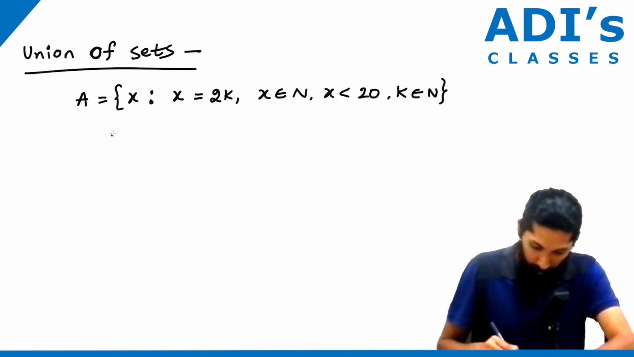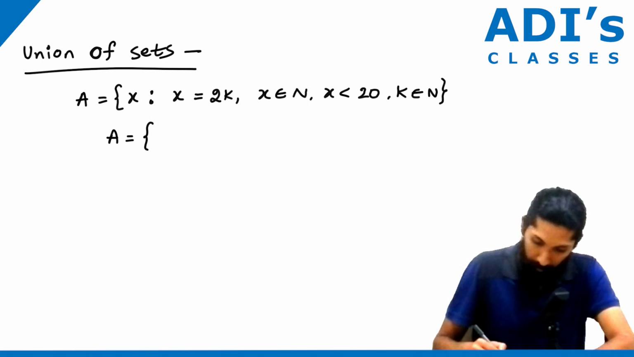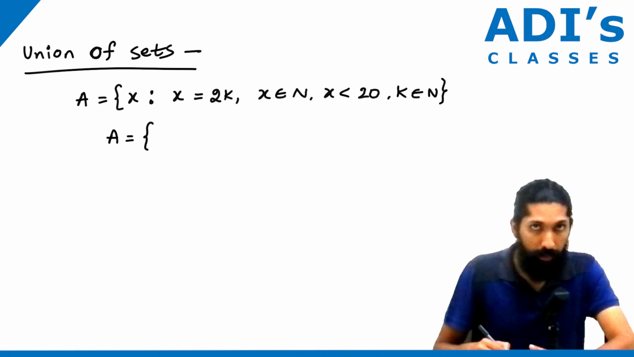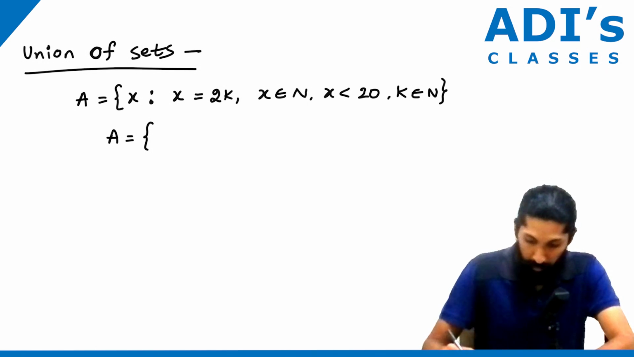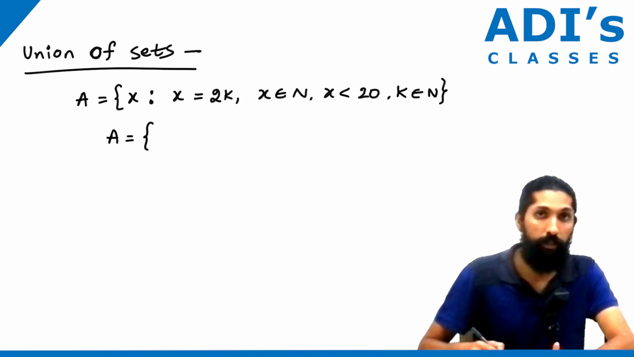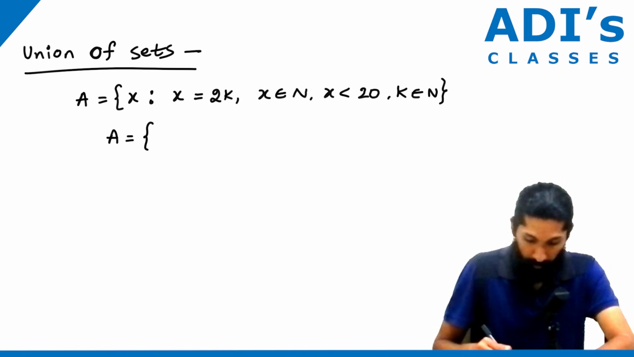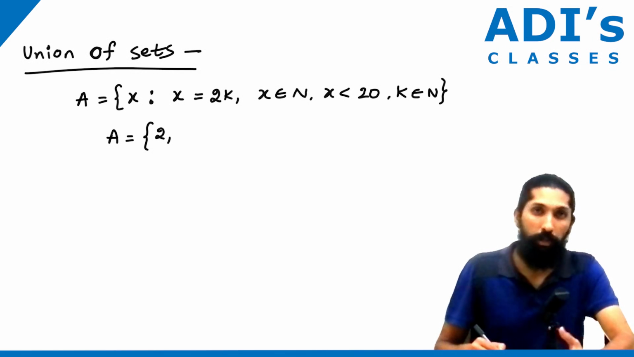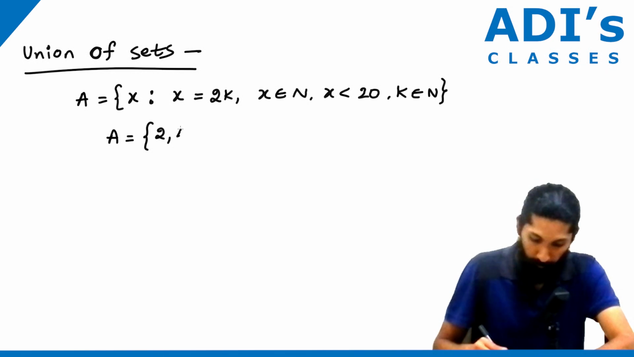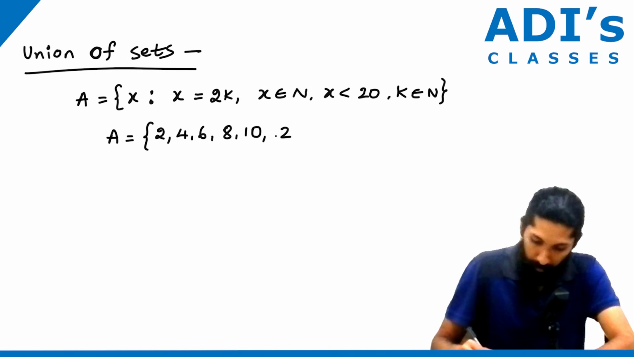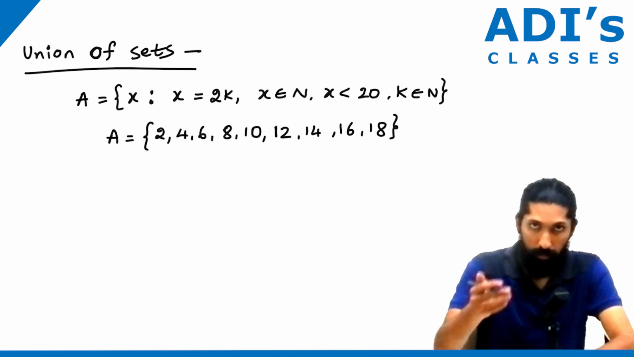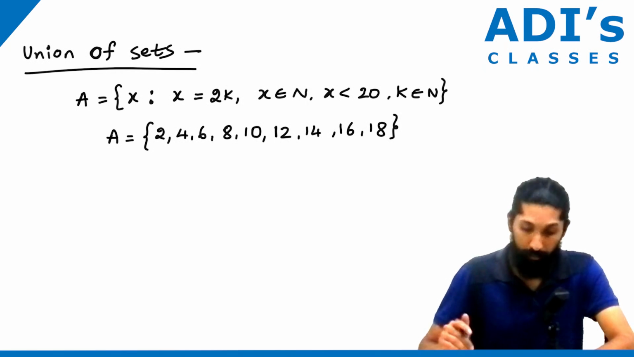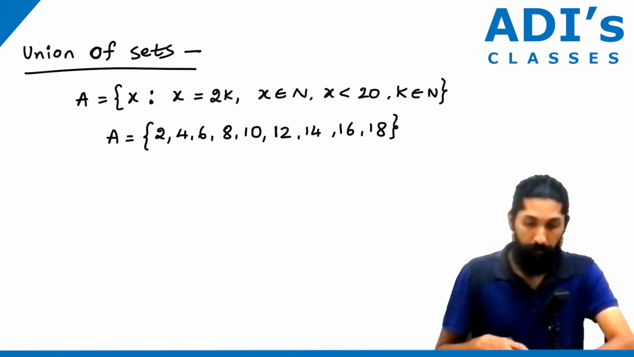Suppose I take k value as 1, you'll get x value as 2. It's a multiple of 2, right? So 2, 4, 6, 8, 10, then 12, then 14, 16, 18. No 20, because it's less than 20, isn't it? Now we got set A like this.